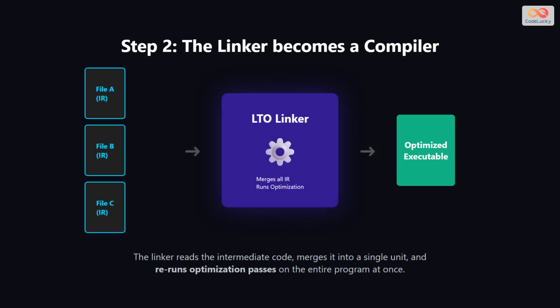In the second step, the linker takes over. But instead of just gluing files together, it acts as a massive compiler. It collects all the intermediate code from every file, merges it, and then runs the optimization passes again on this combined unit. This is where the magic happens.